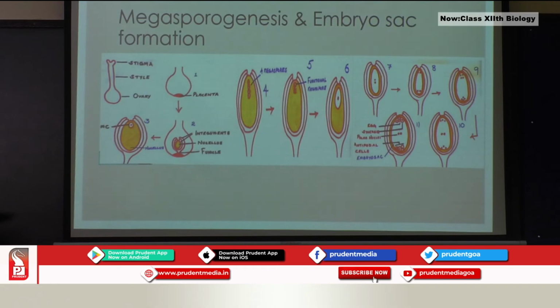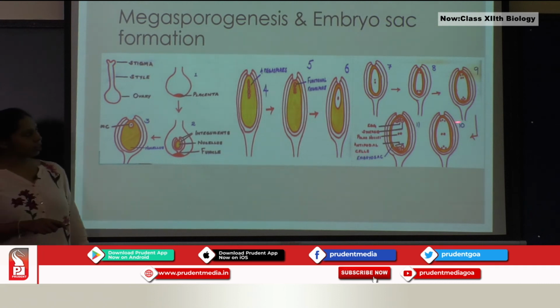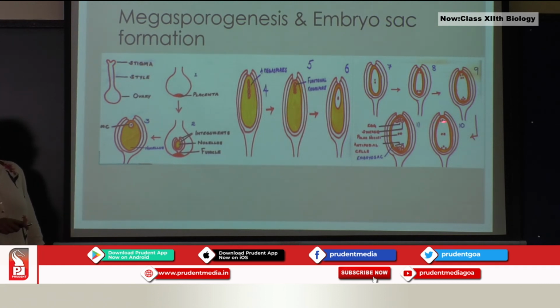Follow the diagram. The 8 nuclei start rearranging themselves, and you can see that 3 nuclei remain at one end, 3 nuclei remain at the opposite end, and 2 nuclei come in the center of this structure now. So what will happen now? You notice in the next figure, cell walls start getting laid.